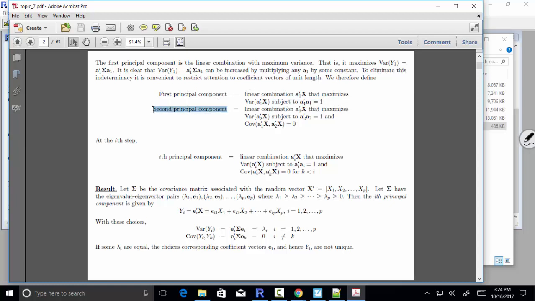The second principal component is, again, a linear combination that maximizes variance subject to length 1 and subject to the perpendicular restriction. A1 and A2 need to be perpendicular to each other. That translates to uncorrelated principal components. PC1 and PC2 are uncorrelated. And the variance of each one of these principal components is equal to the corresponding eigenvalue.